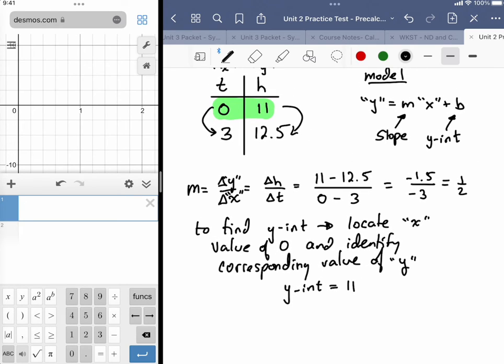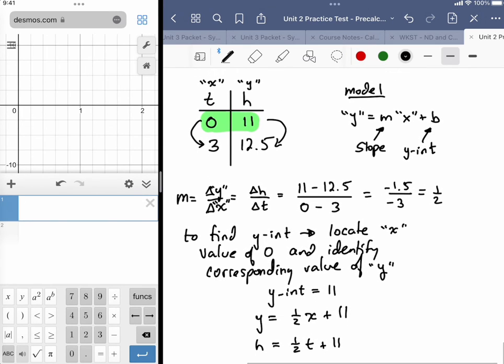Under normal circumstances, I'd say y equals 1/2 x plus 11. But our variables here aren't x and y, they're t and h. So h would be equal to 1/2 t plus 11. Now, a lot of this is notes, but you don't want to do all this without being able to check your work. So how do you check your work?